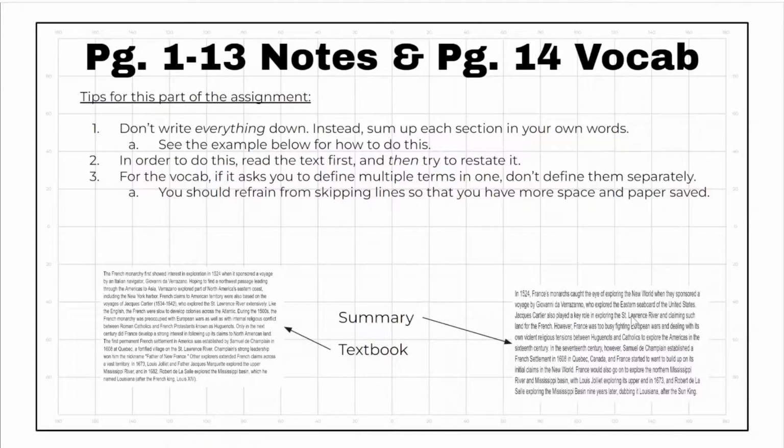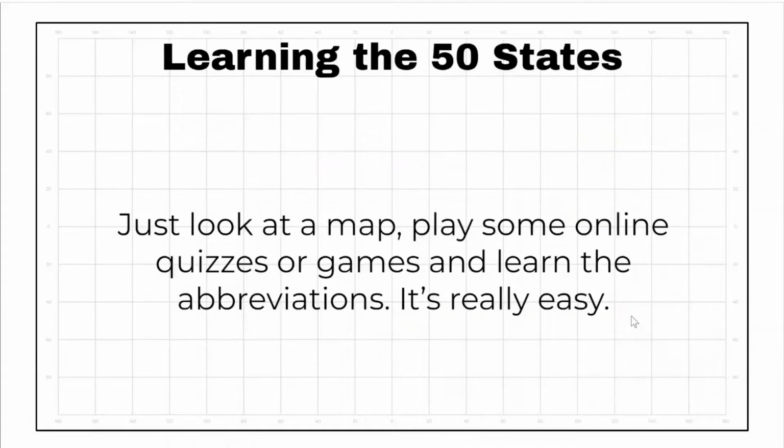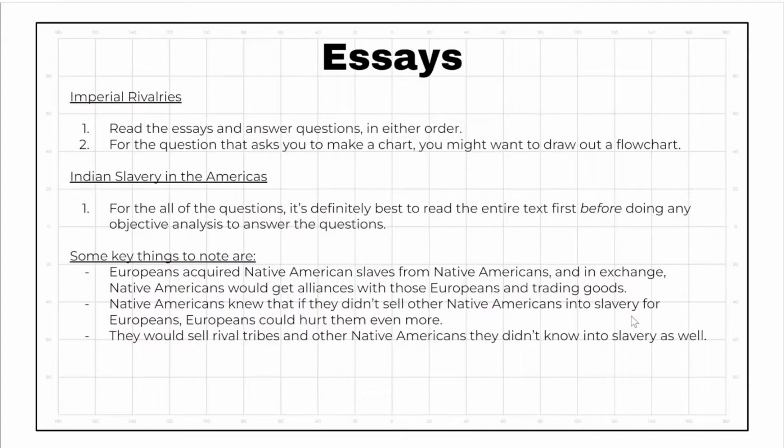For the vocab, if it asks you to define multiple terms at once, like Hohokam, Anasazi, Pueblos, I believe is an example, don't define them separately. You should also refrain from skipping lines so that you have more space and paper saved. Learn the 50 states, just look at a map, play some online quizzes or games and learn the abbreviations. It's really easy.